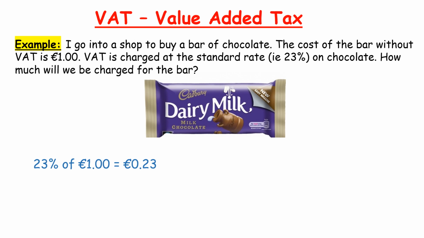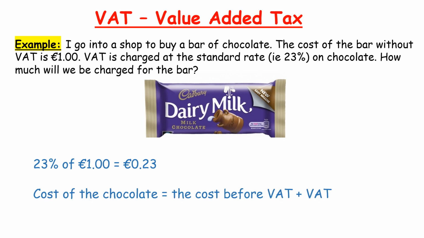I have a full video done on percentages and I've linked it in the description below if you want to go back over just the basics of percentages. But 23% of €1 is 23 cents. So the cost of the chocolate is the cost before we added on the VAT plus the VAT itself. So it's going to be the €1, which it was before we added in the VAT, and then the 23% VAT. So the total cost to us is going to be €1.23. And that's the price that will be either on the bar or on the shelf to tell us how much we have to pay when we go to the till. That's how much we are charged.